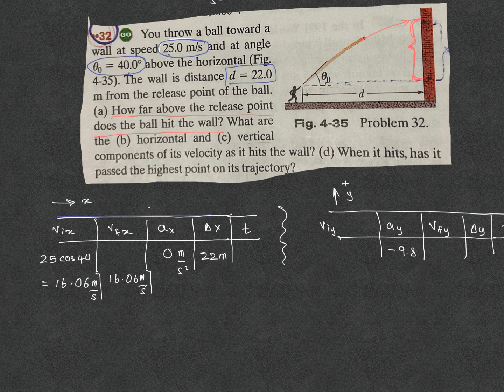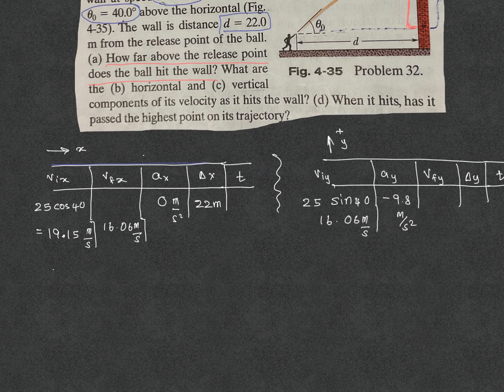By the way, we can fill out V_iy as well, and there you have 25 sine 40. Actually, you know what, 25 sine 40 is 16.06. I just checked that, and this is meter per second, and the cosine term actually is 19.15. Again, check it out, 19.15. All right, so the x table has a lot of information.